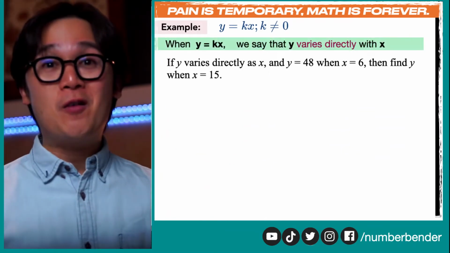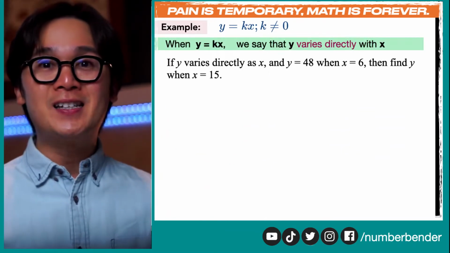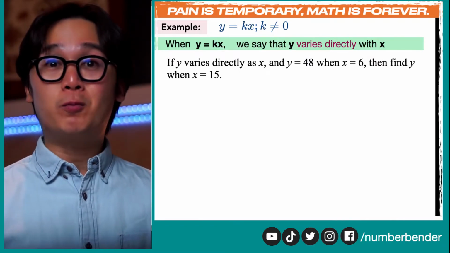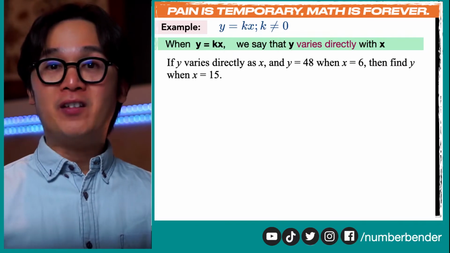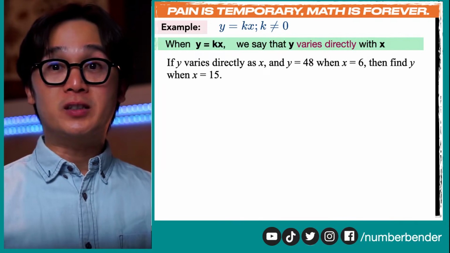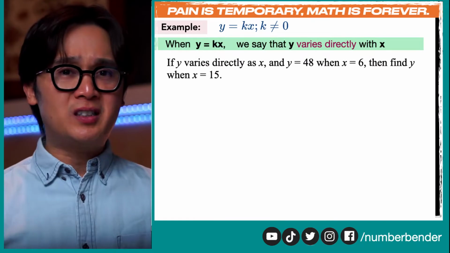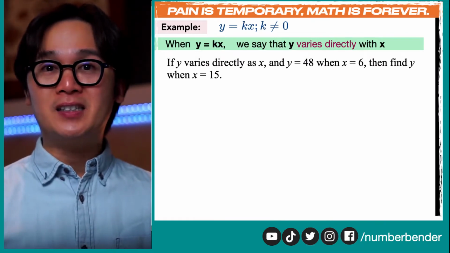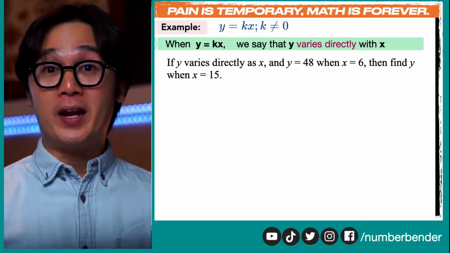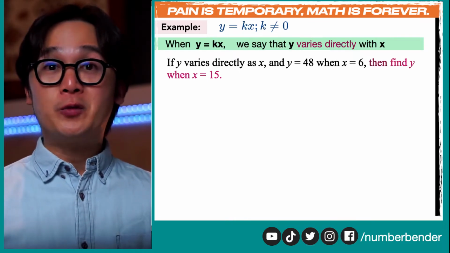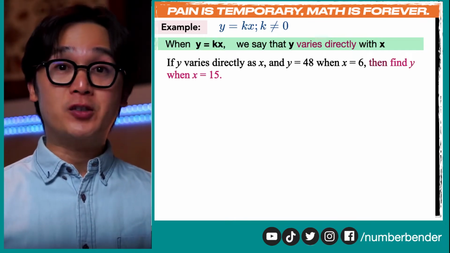However, let's start with our problem. We know that we're going to be working with the formula y = kx, because this problem says: if y varies directly as x and y is equal to 48 when x is equal to 6, then find y when x is equal to 15. There are so many words in this problem that you need to process, but the very first statement is giving you a clue on what you're supposed to be doing. It says here y varies directly as x, which means we're going to be using the formula y = kx to answer this problem.